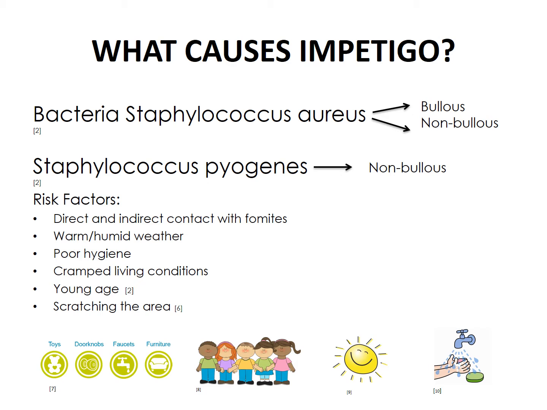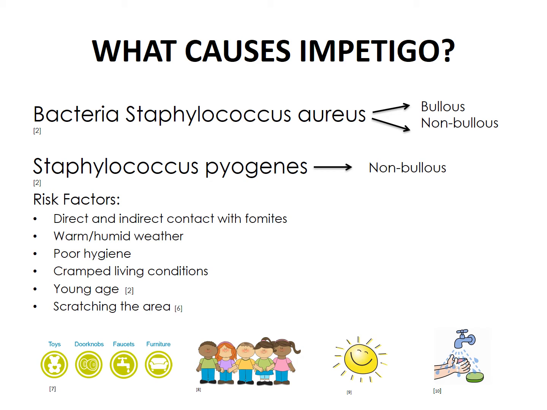So, what causes impetigo? Well, it's the result of a bacterial invasion. Staphylococcus aureus is a bacterium that causes both bullous and non-bullous impetigo. Staphylococcus pyogenes can also cause its non-bullous form. There are certain factors that increase your risk of developing the infection.